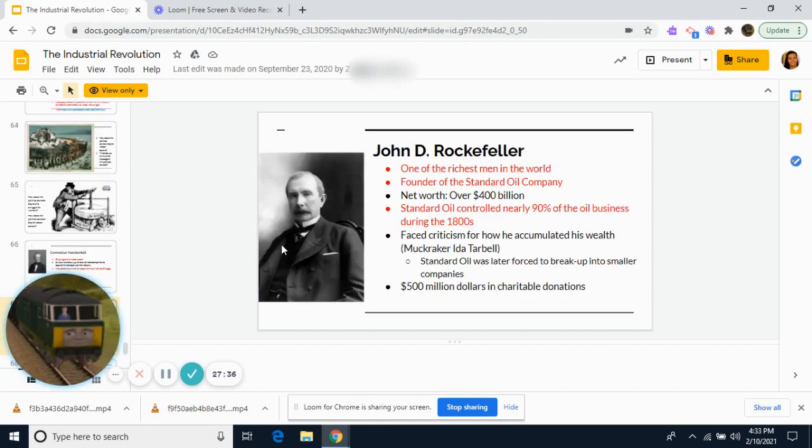John D. Rockefeller, one of the richest men in the world, founder of the Standard Oil Company, with a net worth of over $400 billion. Standard Oil controlled nearly 90% of the oil business during the 1880s. He faced criticism of how he accumulated his wealth, from muckraker Ida Tarbell. Standard Oil was later forced to break up into smaller companies. He gave $500 million in charitable donations.